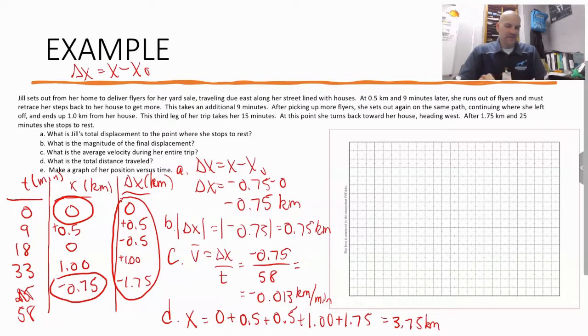If they ask you for average speed, this is what you'd be doing divided by 58. So you're going to see her speed and her velocity are going to be different because technically she traveled a further distance, but her displacement was obviously less. And then finally, make a graph of her position versus time. So x versus t, x in kilometers, t in minutes, right?